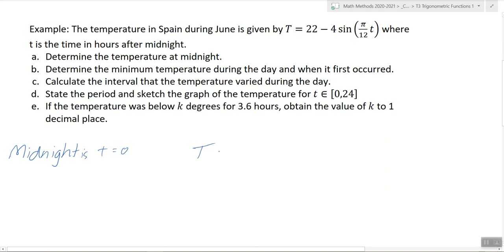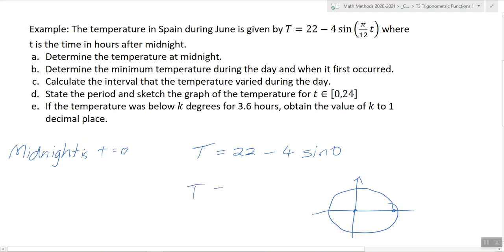So T equals 22 minus 4 sine of something. What's sine 0? It is 0. We look at the angle, which is 0, and the y value on the unit circle is 0. Okay, so that's going to be 0. So we have T equals 22 minus 0.